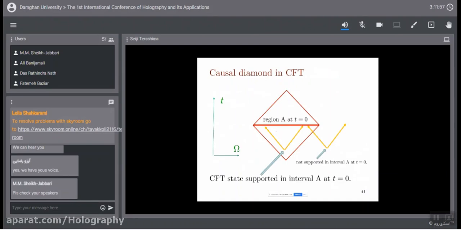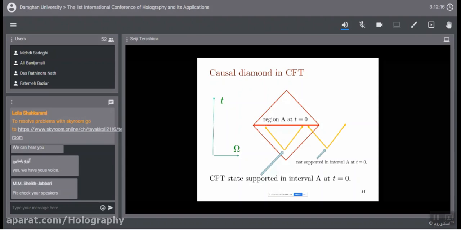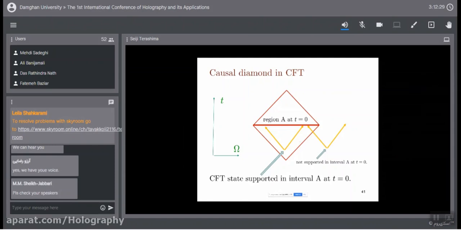The CFT state supported on the region A is constructed from the operator here by the time evolution. Of course, this region, by the right cone, is inside the region A. But if we consider this state and the time evolution of this one, then it's outside region A. So this is not supported. So a CFT state supported in region A can be constructed from the operators inside these regions. It's called the causal diamond in CFT.